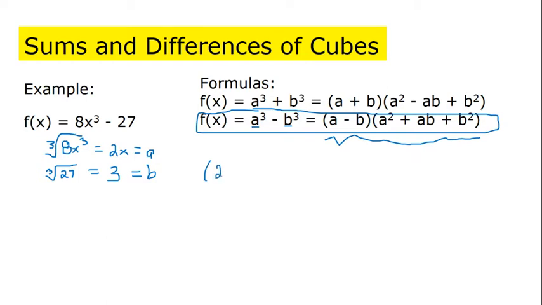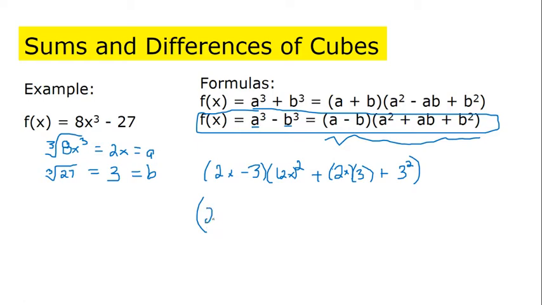So we're going to have a minus b times the quantity a squared. Make sure you put parentheses around your a, otherwise it's going to look like you're only squaring your x if you don't have the parentheses there. Plus our a value times our b value plus b squared.